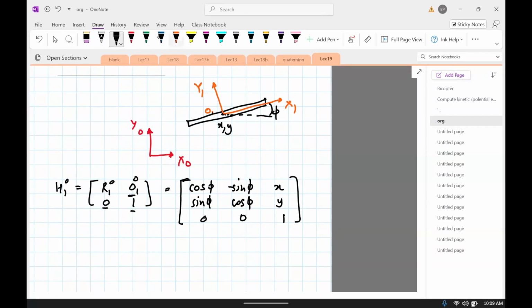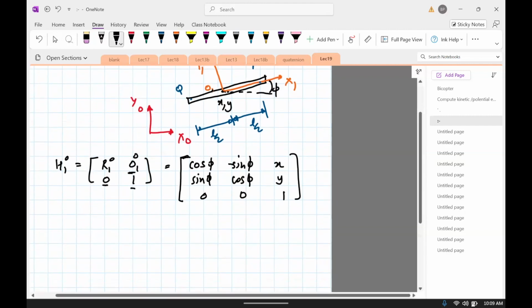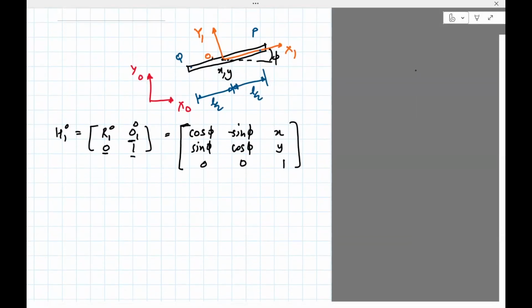So now there are 2 points of interest. One point of interest is point P. It's at a distance of L divided by 2. And the other point of interest is Q, which is at a distance of L divided by 2 on the other side. Okay, so to compute the position of P in frame 0, the rule is H10 P1, P1 in frame 1. So H10 is whatever we have there, sine phi, cosine phi, 0, 0, x, y, 1.